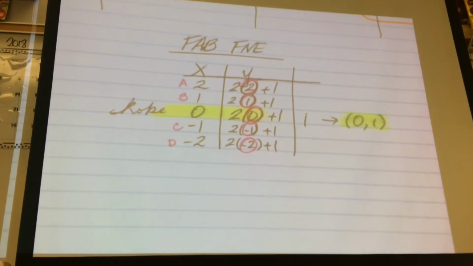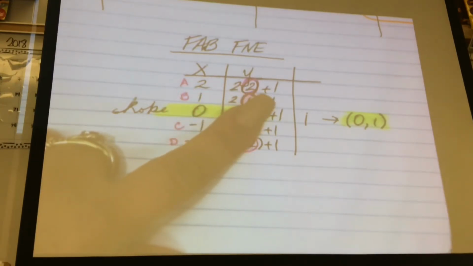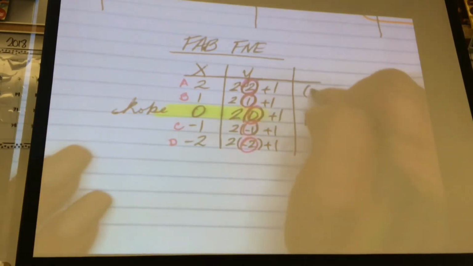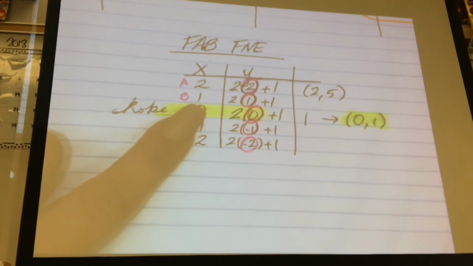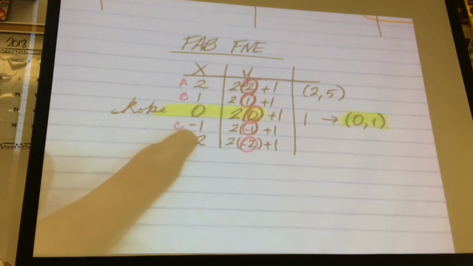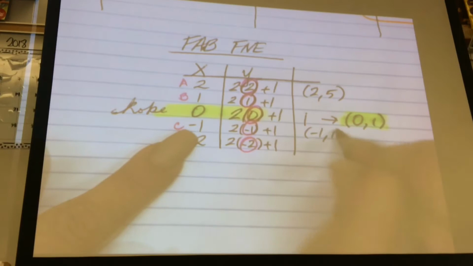All right. Group 2 right here. What'd you get for A? What's 2 times 2 plus 1? Your seat A. What'd you get? 5. Very good. So the next point should be 2, 5. Benjamin, what'd you get for plugging in 1? Are you seat C? What'd you get for 2 times negative 1 plus 1? Negative 1. Good. So negative 1, 1.